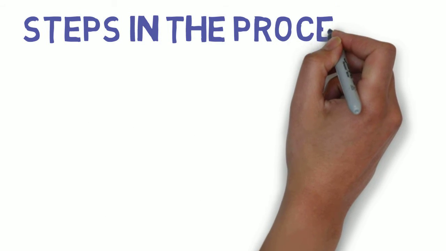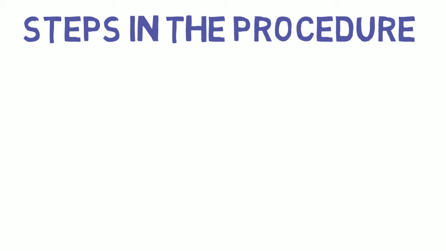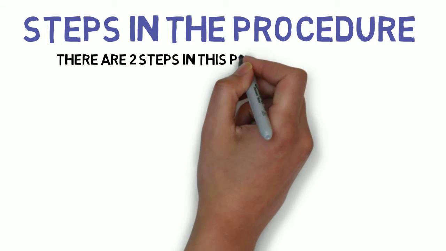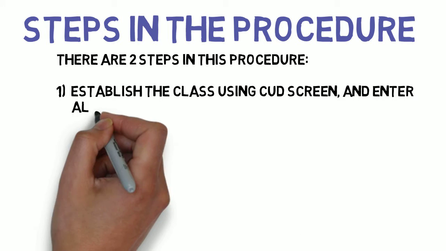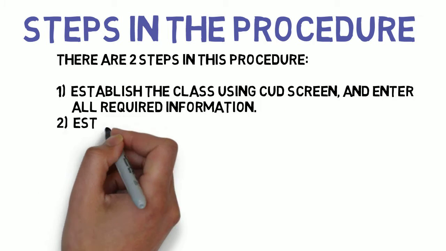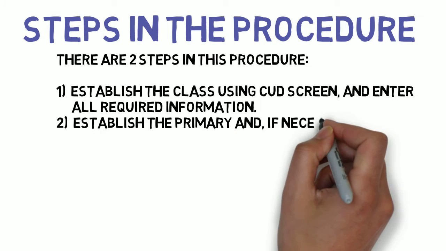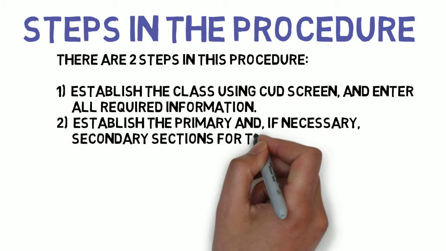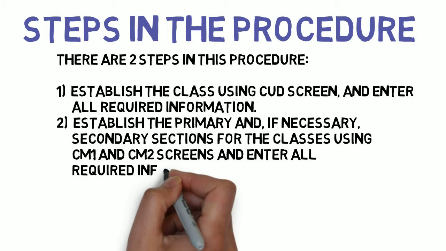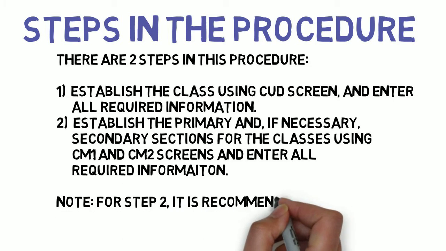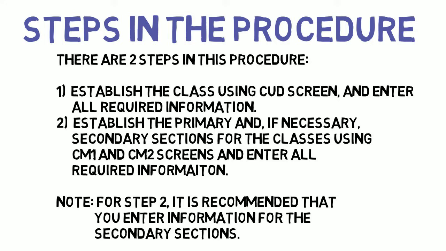There are 2 steps on the procedure to add courses. Step 1. Establish the course using the CUD screen and enter all required course information. Step 2. Establish the primary and, if necessary, secondary sections for the classes using the CM1 and CM2 screens and enter all the required information. Please note, for Step 2, it is recommended that you enter the information for the secondary sections.